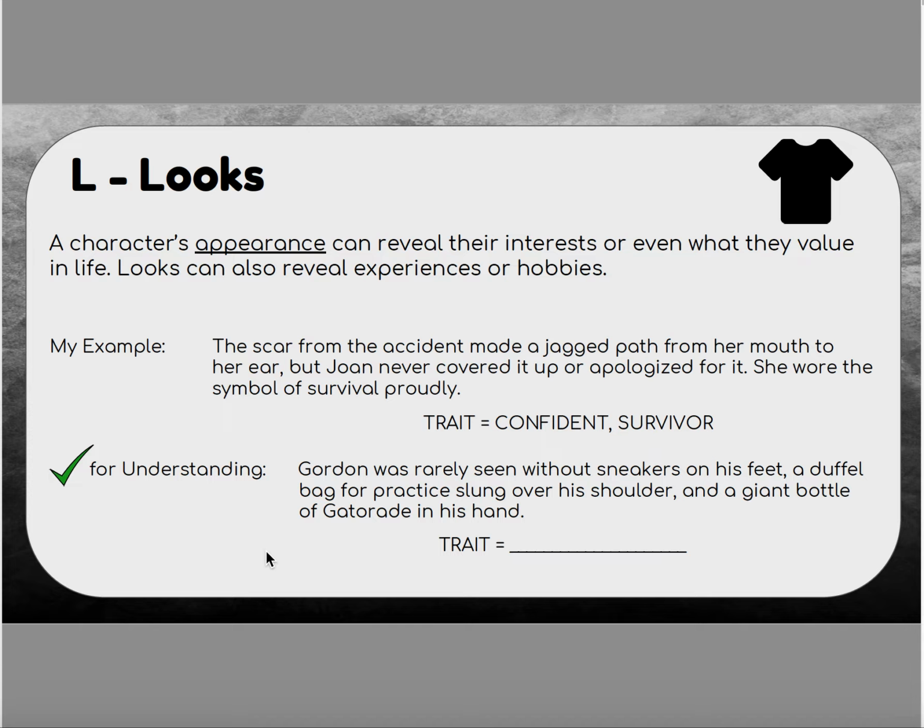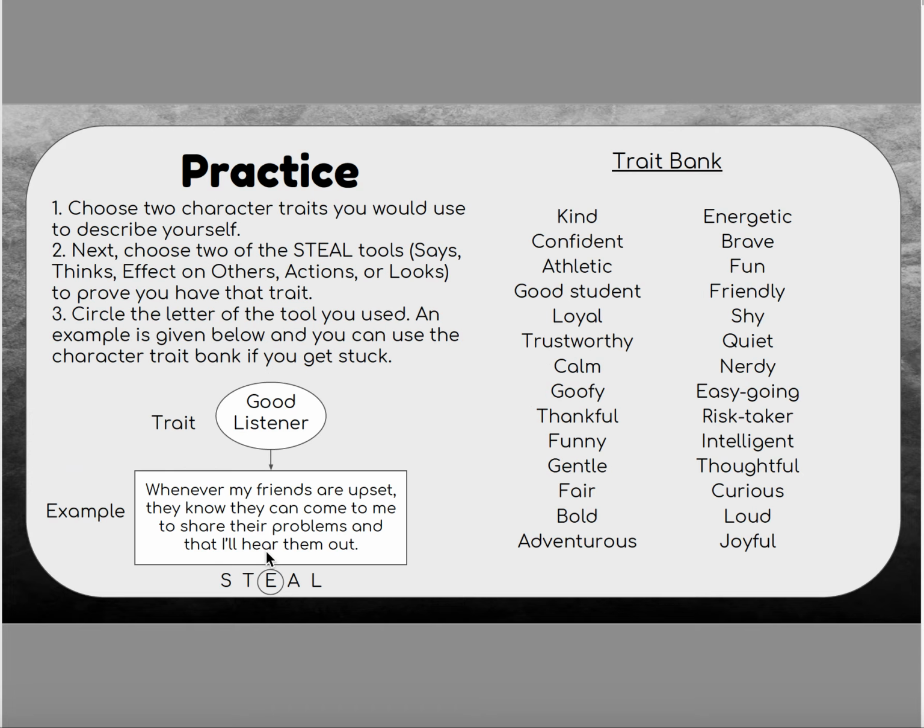So look at our check for understanding. Gordon was rarely seen without sneakers on his feet, a duffel bag for practice slung over his shoulder, and a giant bottle of Gatorade in his hands. So, what does this suggest about Gordon? Remember, we talk about what their hobbies might be, what their experiences are. Based on his looks, what can we assume about Gordon? What can we infer about Gordon?